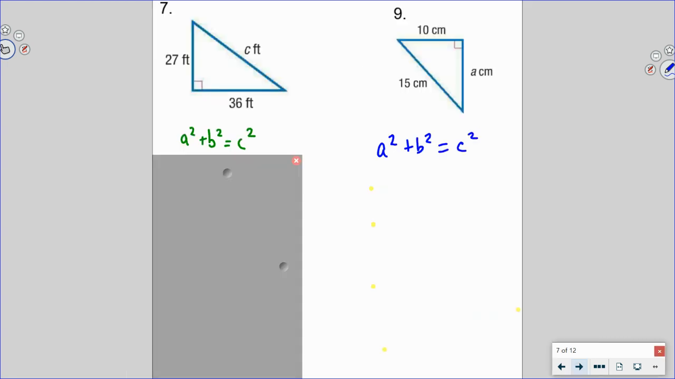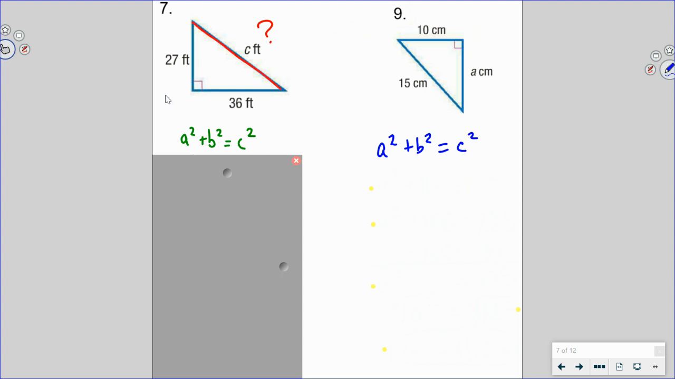All right, so we're going to head to the back side now. And you'll notice that in the back side, both number 7 and number 9, hey, be careful, this is number 9, okay? I'm going out of order. Both of them already are stated to be right triangles. We don't have to check. We don't have to prove anything. What we do need to do is find a missing piece.